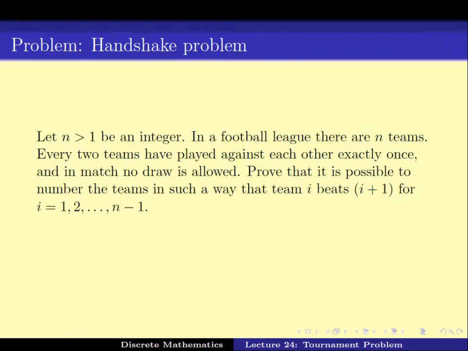So in this video lecture, we will be looking at this problem that we had discussed a couple of videos ago. It says that in a football tournament, there are n teams. Every two teams have played with each other exactly once, and no match ended in a draw, so one of the teams must have won. Prove that it is possible to number the teams in such a way that team i beats team i plus 1 for i equals 1 to n minus 1.